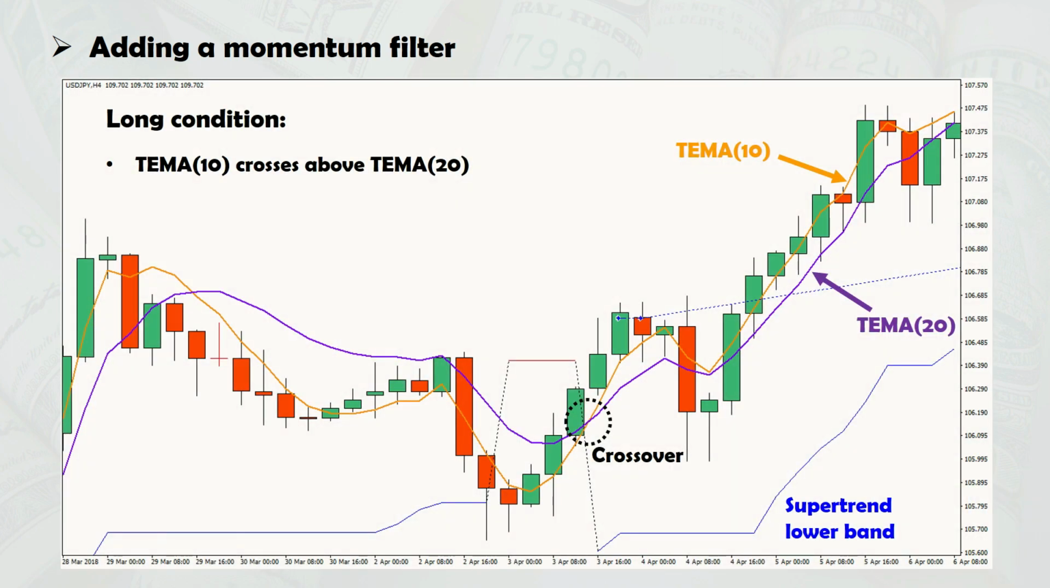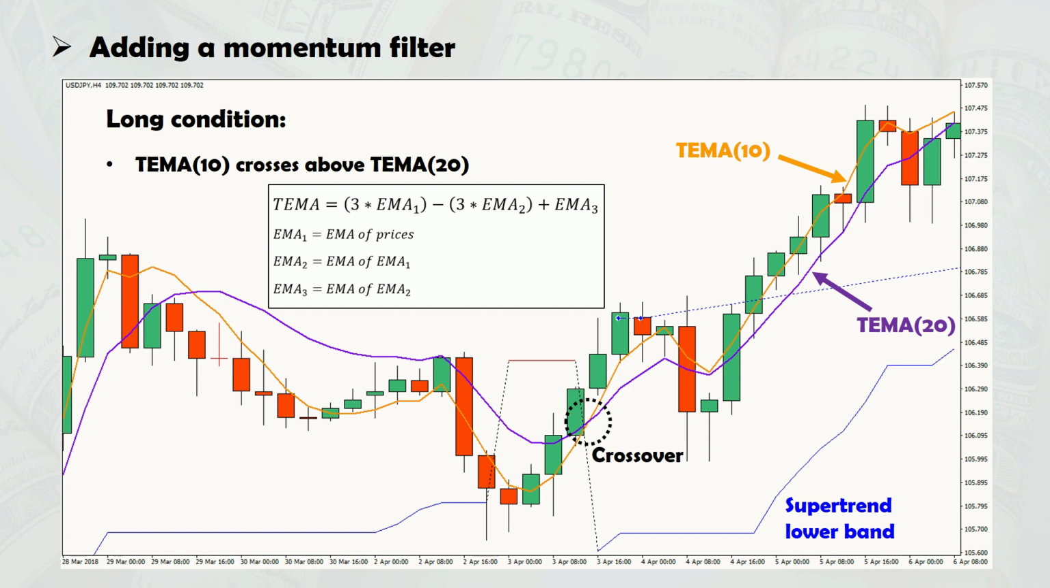For longs, I will wait for the 10-period triple exponential moving average, or TEMA, to cross above the 20-period TEMA. The TEMA cleverly manipulates the traditional EMA using this formula. This produces a smooth line without incurring significant lag. For another complete strategy that uses the TEMA together with the QQE indicator, check out the video at the top right.